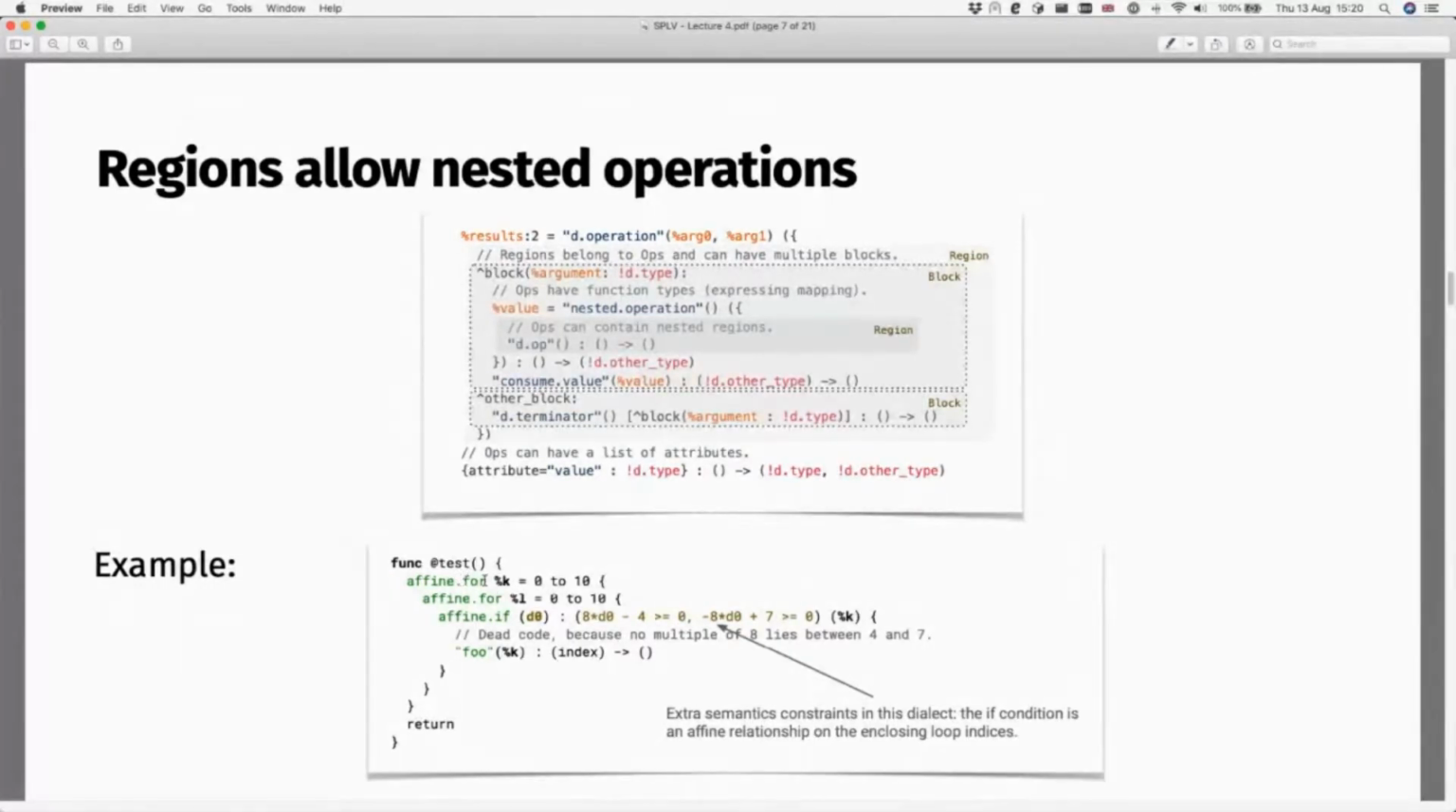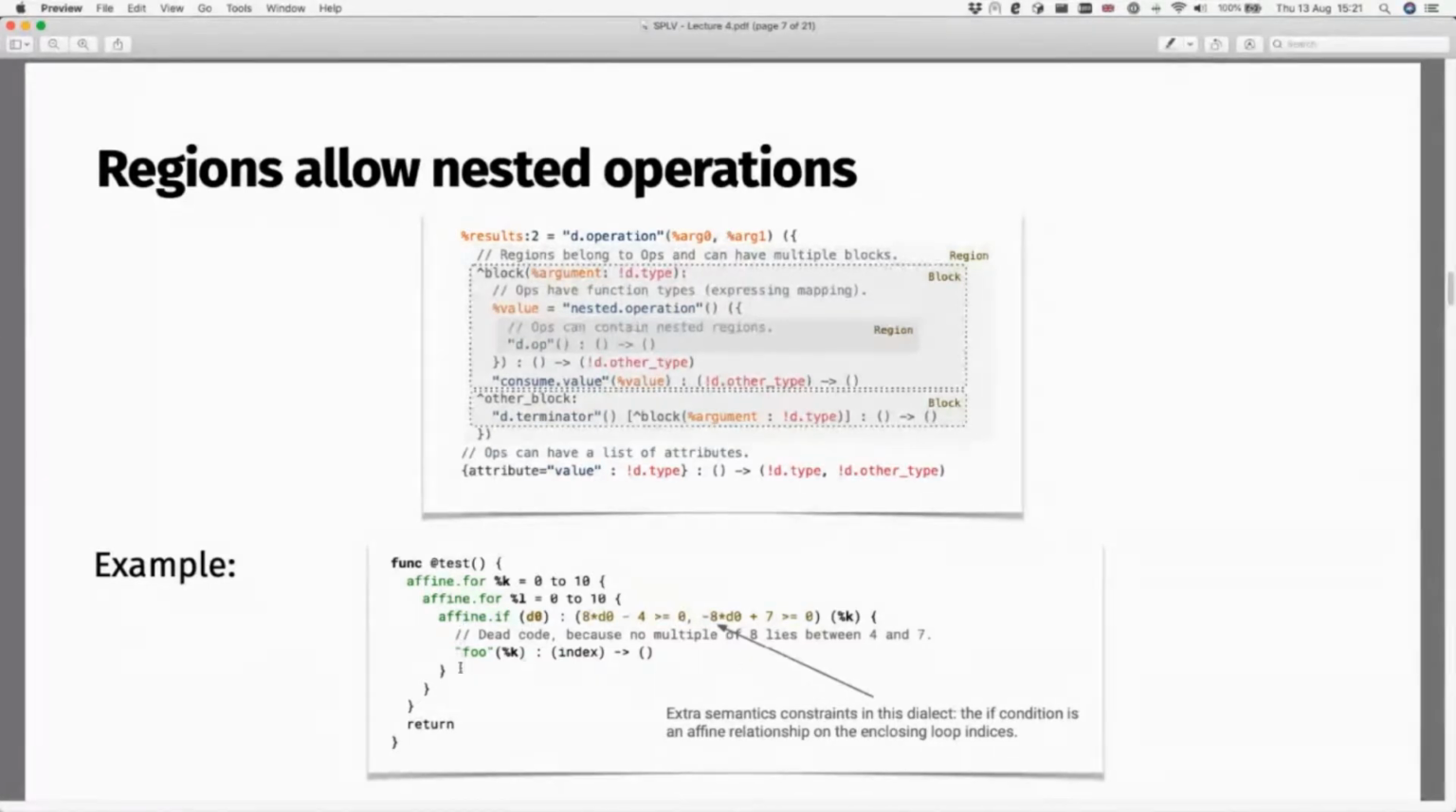And they have an operation they call for, which is literally a for loop, where you can just say, well, I have a for loop where k is my loop index. It runs from 0 to 10. And then this region is essentially nested inside, and I can then have another affine for inside, and then, for example, an affine if, which has a specific condition: you can only branch on the loop variables, and how you branch has to be an affine or linear relationship of these loop indices, which makes this loop nest particularly easy to analyze. And then, for example, this can be automatically parallelized based on these underlying properties.